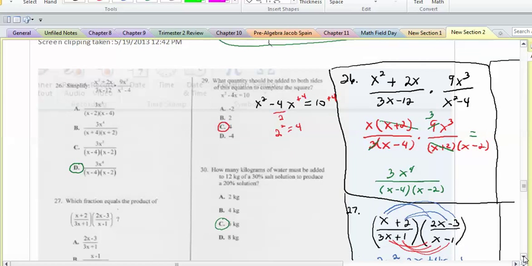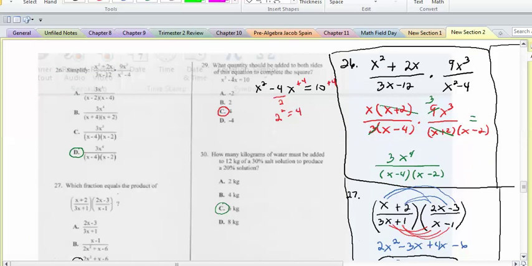26. We need to factor the top and the bottom. The top can't be factored, but the bottom is a difference of squares. Now we look to see if things can be canceled, and this was canceled, and that was canceled. The 3 and the 9 can cancel to give me a 3. I put 1x plus 3x is x to the 4th. That's where that came from. You keep the 3, and at the bottom you have those two terms left. So that's where you ended up with letter D.